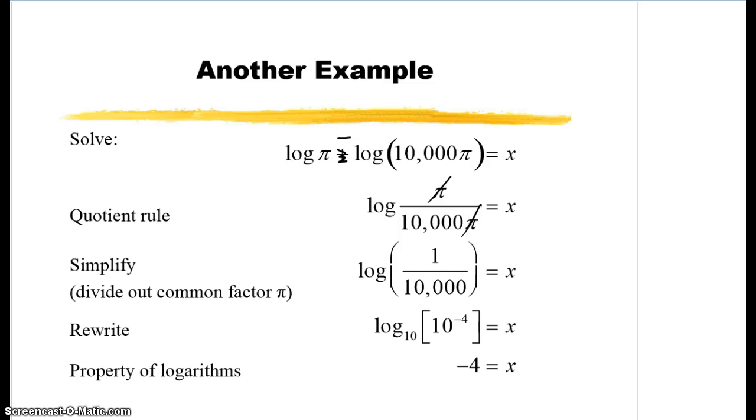By the properties of logs, you could even think of it as taking this negative 4 and bringing it down. Right? Negative 4 times log base 10 of 10 equals x. But log base 10 of 10 is just 1. So really this is negative 4 equals x. So that's my solution. Negative 4 is equal to x. Notice in this case it's okay to have a negative number because the negative 4 is the power when you combine these logs. In other words, it's just a real number in my equation. It is not involved with the logs. So that's why this is okay.